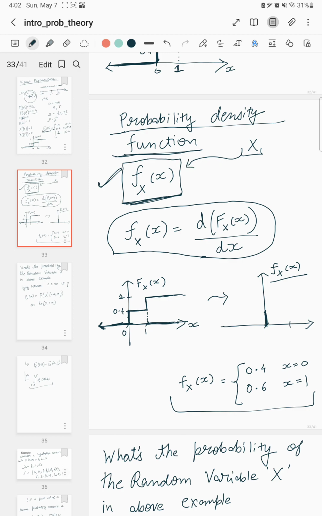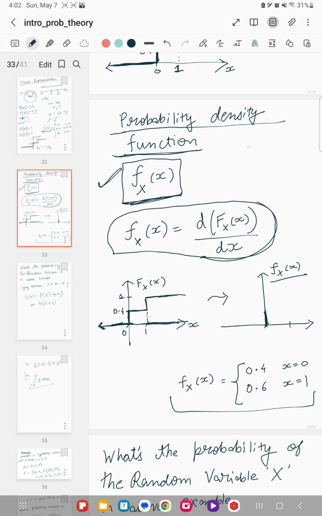So this is the usual notation for it, and it is defined as the differential of the cumulative distribution function capital F of x of small x, and we take the differential of it with respect to small x, and by doing this we get something known as the probability density function. So the probability density function will basically give you the probability density of a random variable x. So what does that mean?